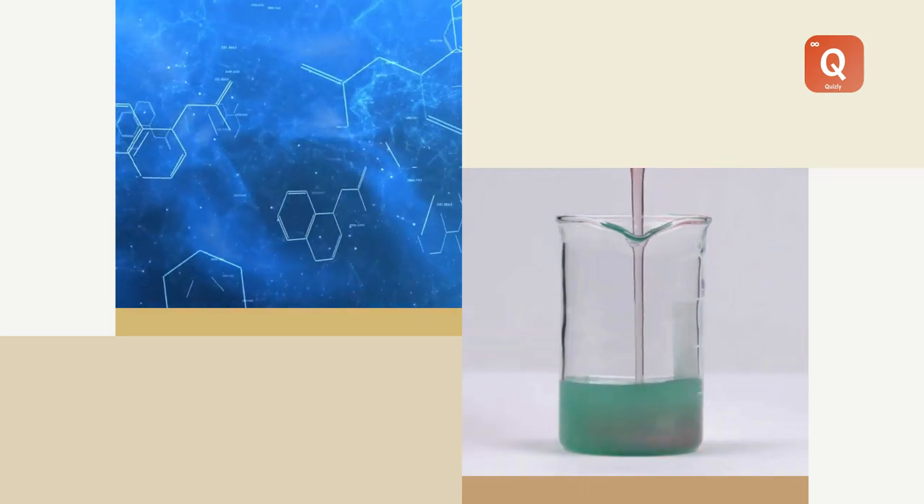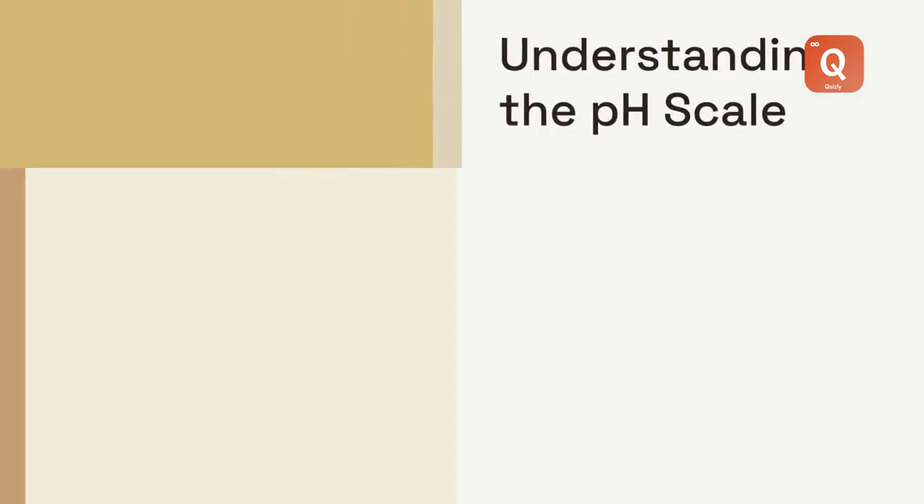The pH scale is a numerical scale that ranges from 0 to 14. It tells us how acidic or basic a substance is. Let's break down what these numbers mean. The pH scale is like a ruler for acidity and alkalinity. Each number on the scale represents a 10-fold difference in the concentration of hydrogen ions.